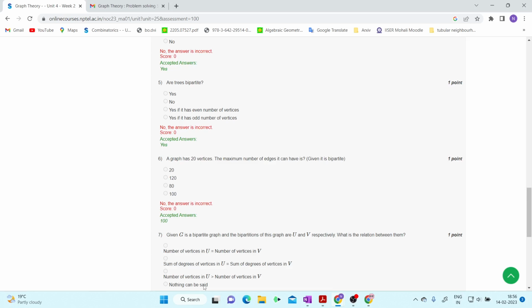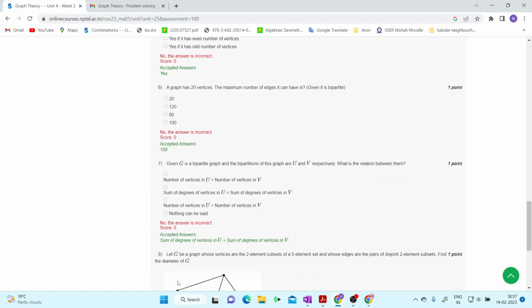Now the second thing is, the sum of degrees of vertices in U should be equal to the sum of degrees of vertices in V. Is this true? Yes, because in a bipartite graph every edge has one endpoint in U and one endpoint in V, and every edge contributes degree 2. So it contributes 1 degree to the vertices in U and 1 degree to the vertices in V. Therefore the sum of degrees of vertices in U equals the sum of degrees of vertices in V. So for 7, B is the right answer.